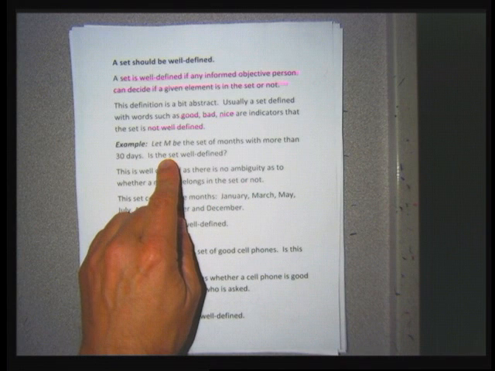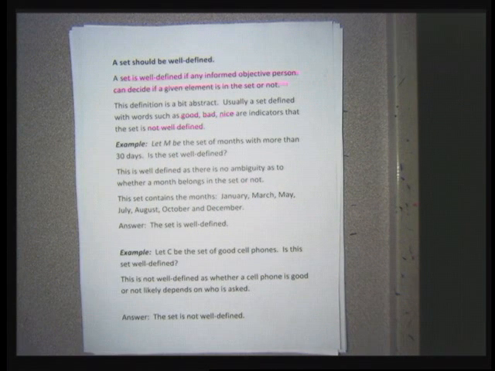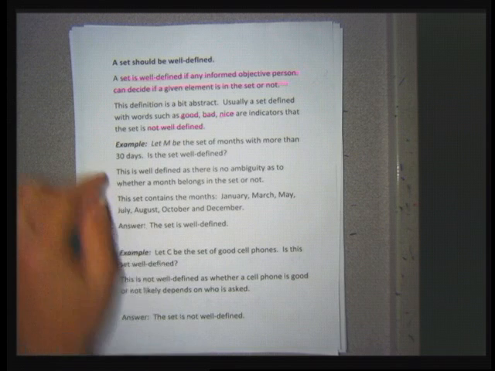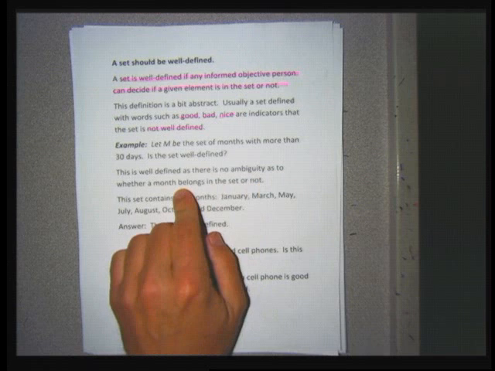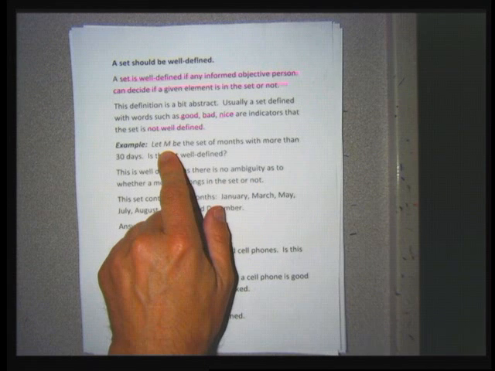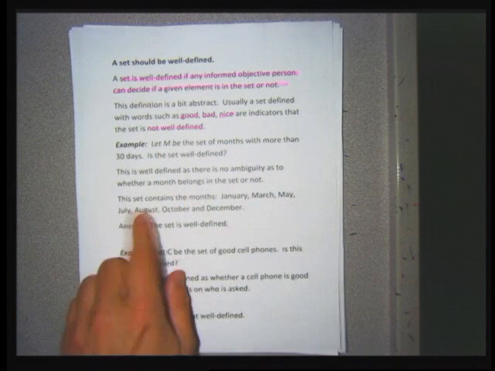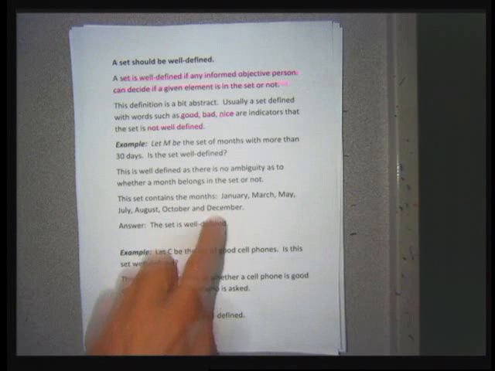So for each of the months, I can look at a calendar if I don't know the number of days in the month and determine if that month belongs in the set or not. So this is actually a well-defined set because there's no ambiguity as to whether a month belongs to the set or not. This set's only going to contain months, and only the months that have more than 30 days. More than 30 days means it has 31 days. So January, March, May, July, August, October, and December would be the months.